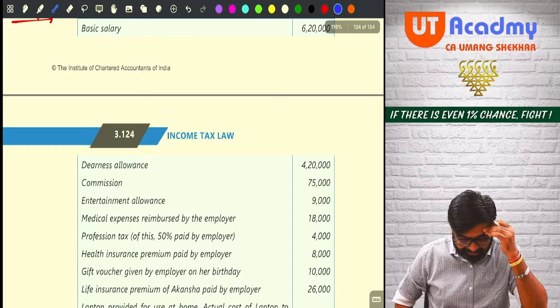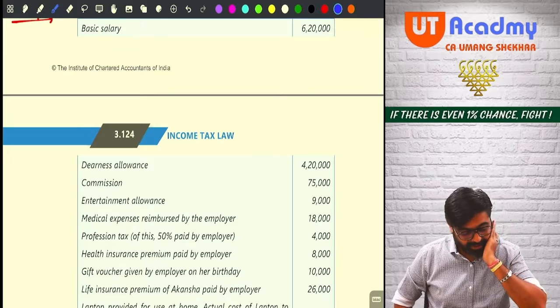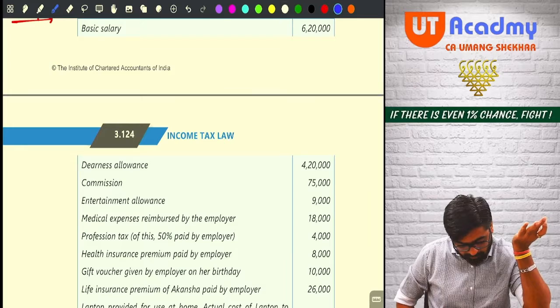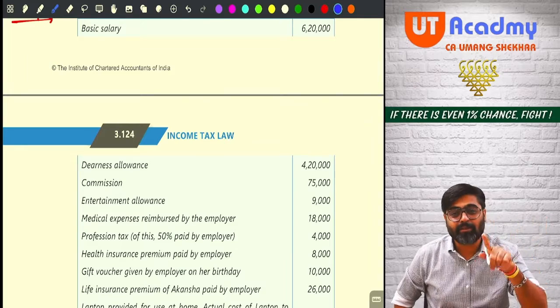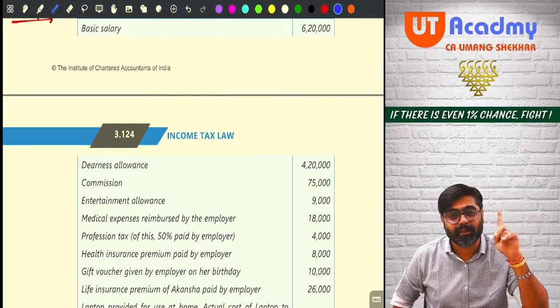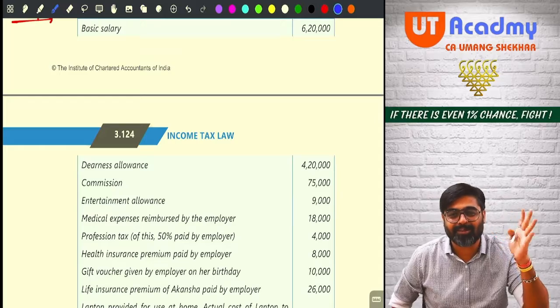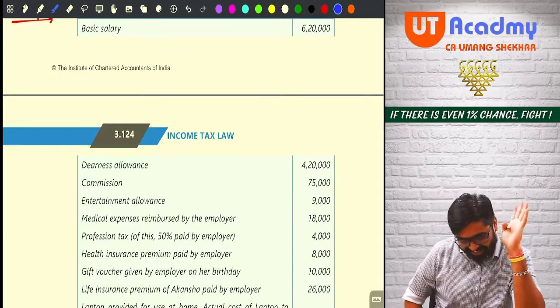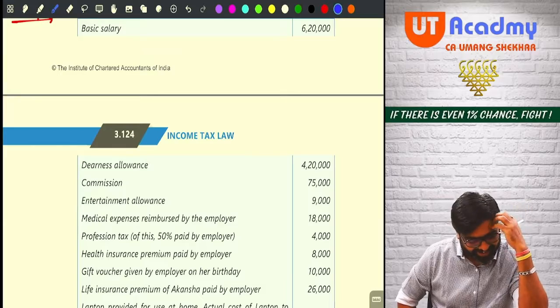4,20,000 DA. My goodness. Commission also she is getting, 75,000. Entertainment allowance of 9,000 she is getting. This time she is not going to get anything from me in Raksha Bandhan. 100% I'm not going to give her anything because she is richer as compared to me. Oh my God. Oh yeah.